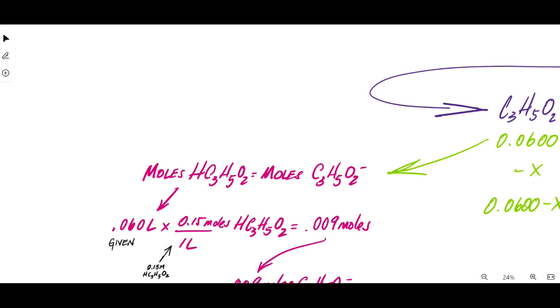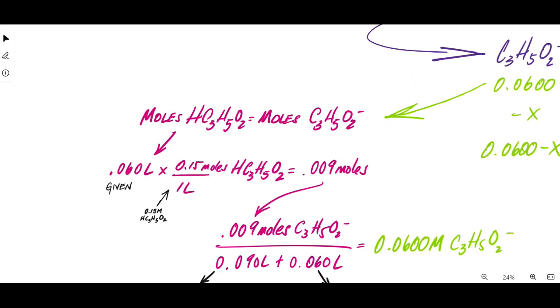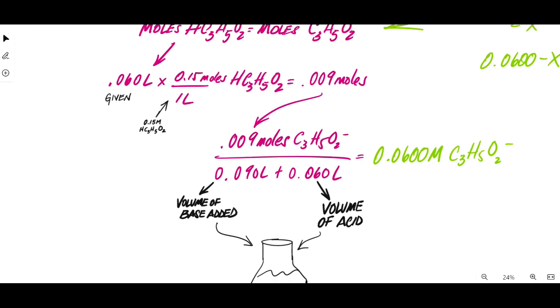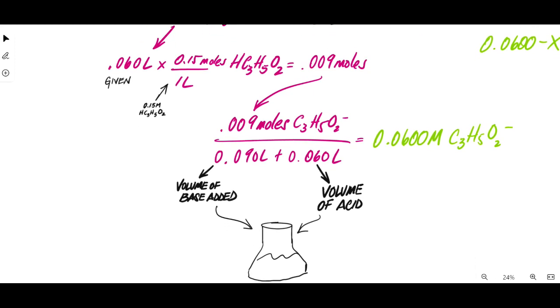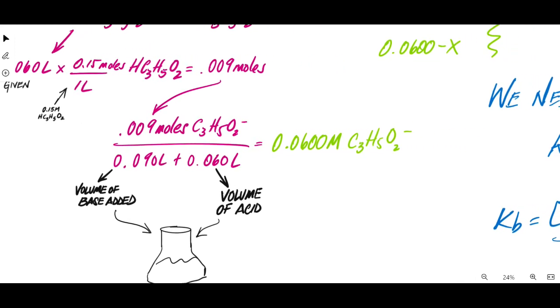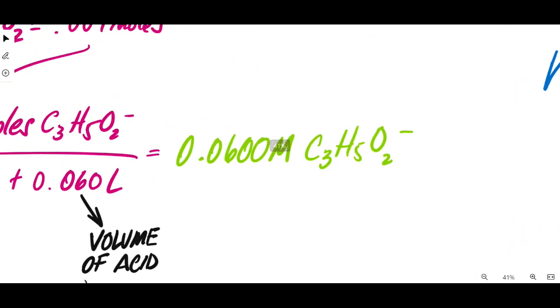But we need the concentration of the conjugate base. So we also have to take into consideration what's the volume of the solution at the equivalence point. Okay, at the equivalence point, we added a bunch of base and we had the original volume of the acid. So I need to combine those two numbers, the 90 mLs of base plus the 60 mLs of the acid. Now again, in this calculation, you can see I've converted them to liters by simply moving the decimal. And now I can take the moles of the conjugate base divided by the sum of the two volumes, and I get a concentration of 0.0600 molar of the conjugate base.